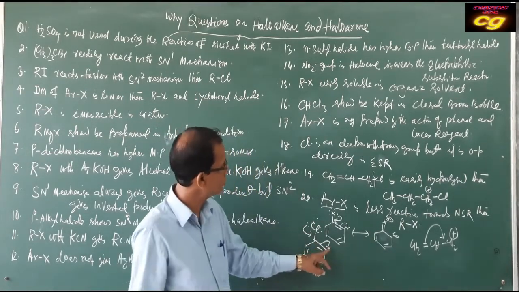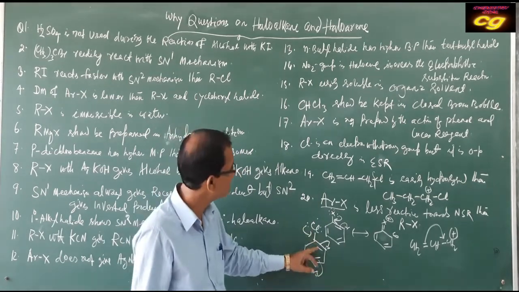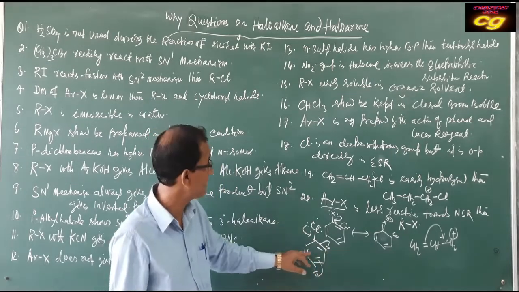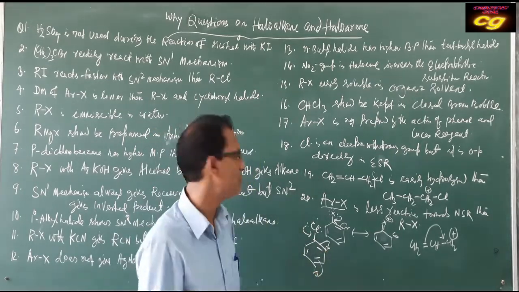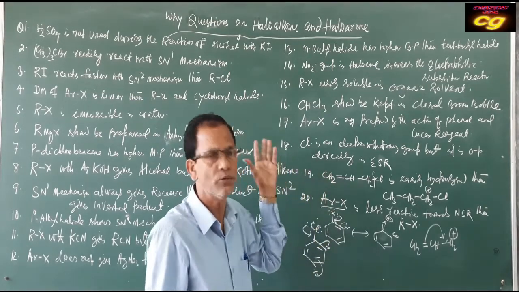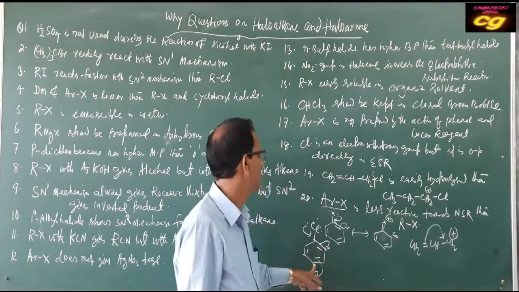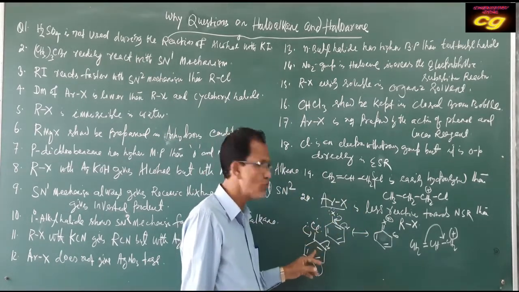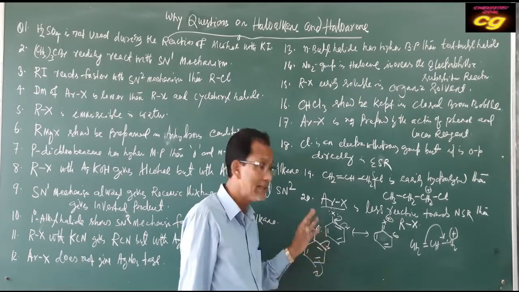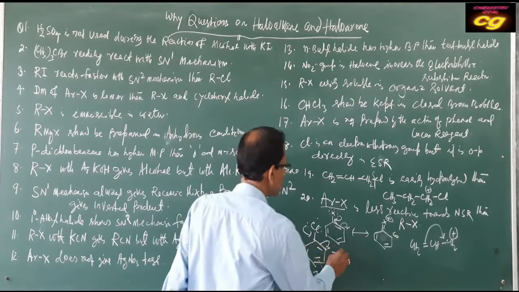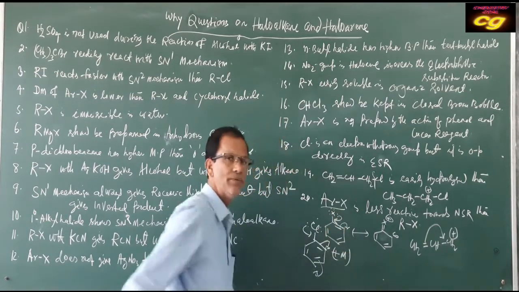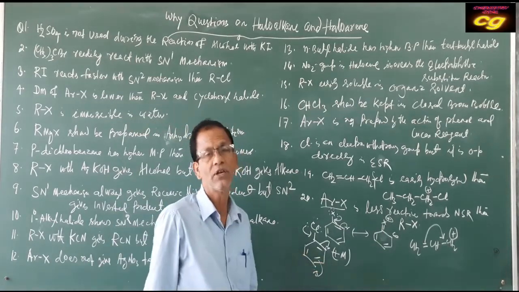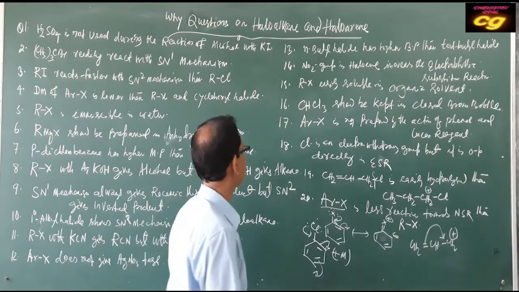As the minus charge is produced at the ortho and para positions, the electron density around the ring increases due to resonance, and the ortho and para positions get more negative charge. That's why the electrophile easily substitutes at the ortho and para positions. Although chlorine is an electron withdrawing group, when it attaches to the benzene ring, due to resonance it increases electron density. This is called plus M effect, the mesomeric effect. That's why it is more reactive towards electrophilic substitution reaction. Okay.